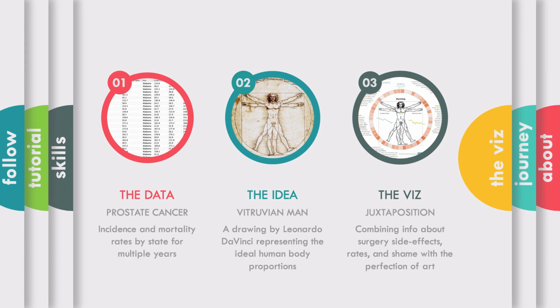Like, what is? My mom's an artist, so I got the idea about the Vitruvian Man, which is a drawing by Leonardo DiCaprio. Ha! Oh, God, I don't even watch TV. Leonardo da Vinci, representing the ideal human body proportions. Obviously, the concept is there's no perfect person out there, proportional or otherwise. So I combined this information about the surgery side effects, rates, and some of that shame with this perfection of art. But you'll see the Vitruvian Man is a circle, right? There's a circular aspect that I knew I had to build.